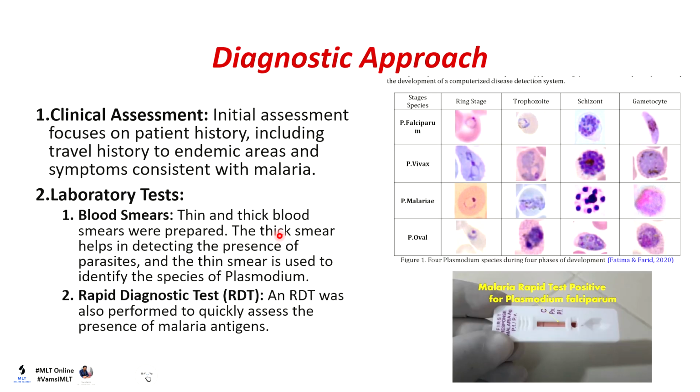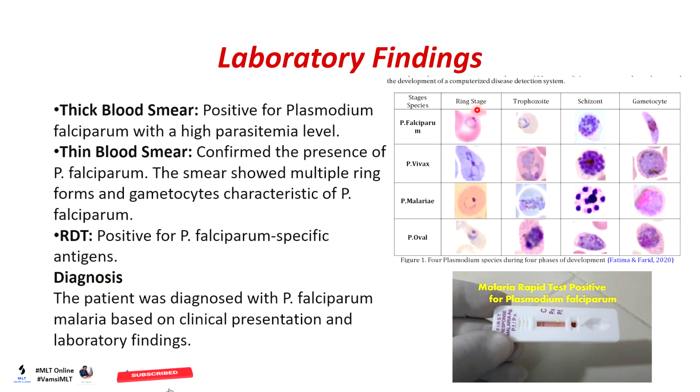Clinical assessment and diagnostic approach. The initial assessment focused on patient history, including travel history to endemic areas and symptoms consistent with malaria. The lab tests ordered included blood smears and a rapid diagnostic test, and we performed a thick and thin smear. The thick smear came positive for Plasmodium falciparum with a high parasite level, whereas the thin smear confirmed the presence of P. falciparum. The smear showed multiple ring forms and gametocytes characteristic of falciparum.